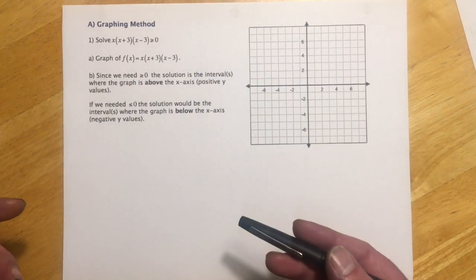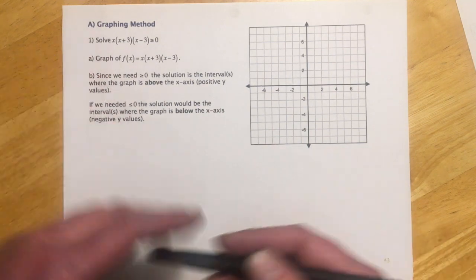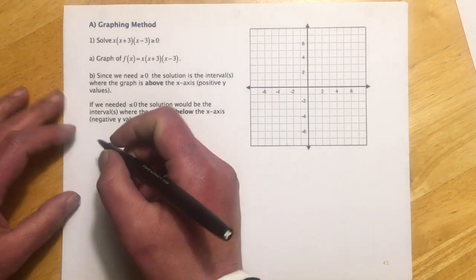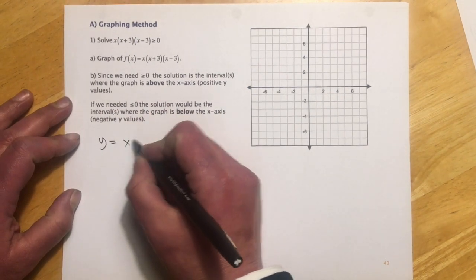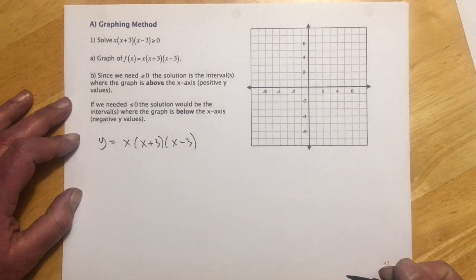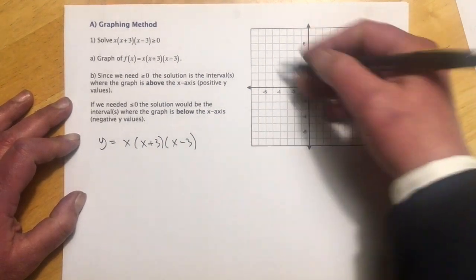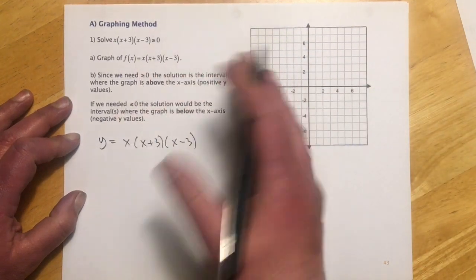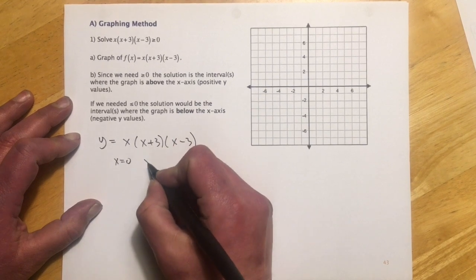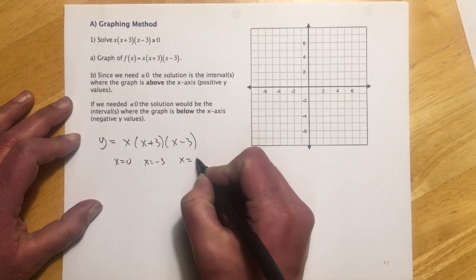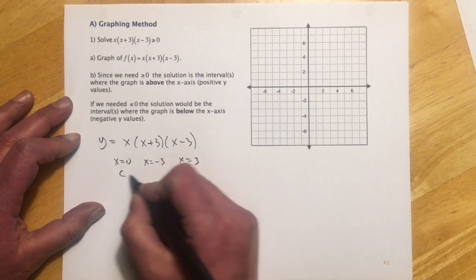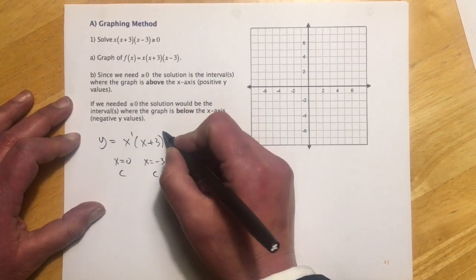So this first method is going to be graphing, and step 1 is to just graph what we have. So I'm thinking of it more as y equals, at the moment, x plus 3, x minus 3. And so that's going to get our graph going, and then we'll figure out the greater than, less than part afterwards. So this is going to be x equals 0, x equals negative 3, and x equals 3 for our intercepts. And everything's crossing because these are all to the first.